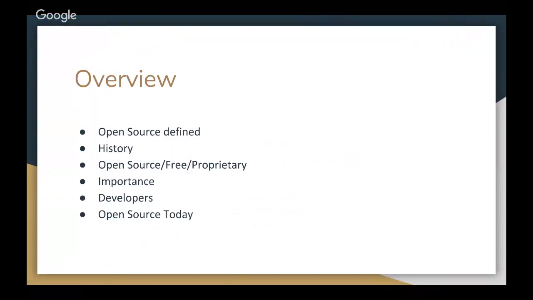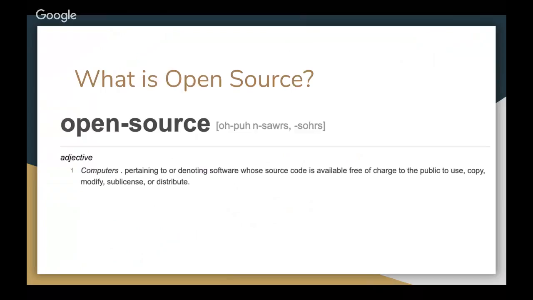So first we have the agenda. We'll define open source, talk about the history, how it came to be. Talk about the differences between open source, free software, and proprietary software, the importance of open source, some of the significant developers of open source software, and where open source stands today. So first, what is open source?